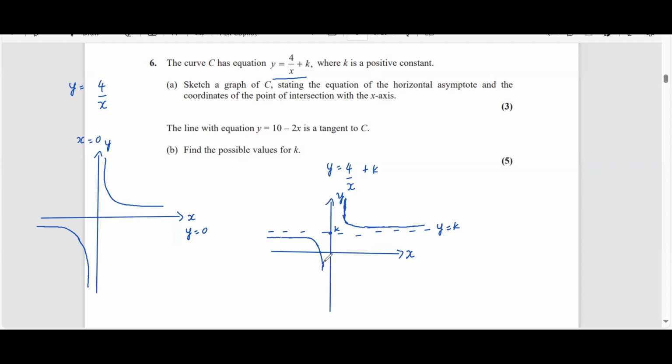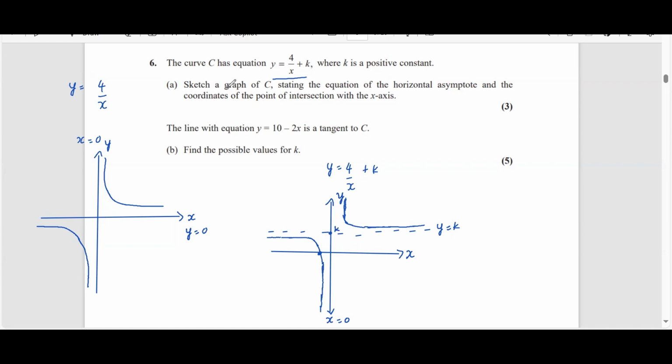So we will be having an x-intercept here. This point that we need to find out. So now the asymptotes have been changed. The asymptote is now y equals k and the y-axis. Y-axis, we know, is x equals 0. And now the only thing that we need to find out here is this x-intercept.